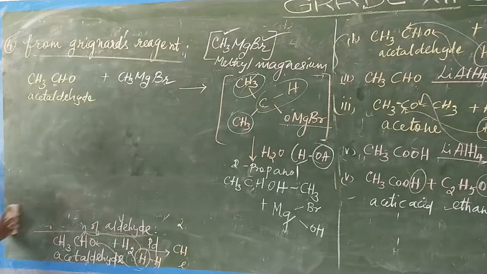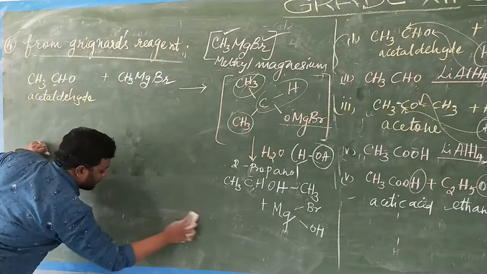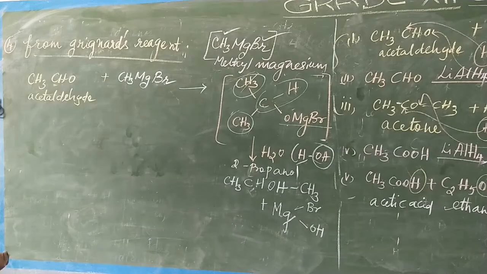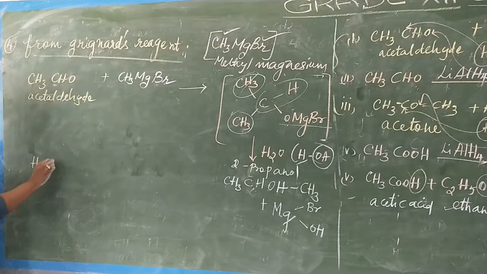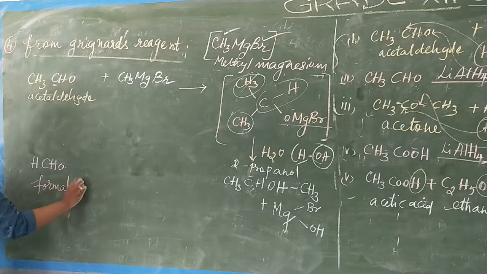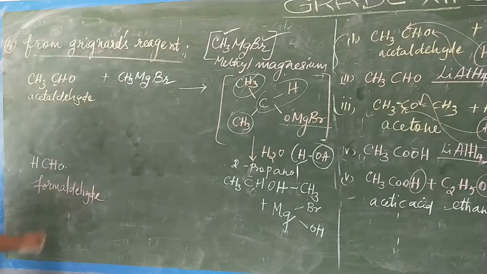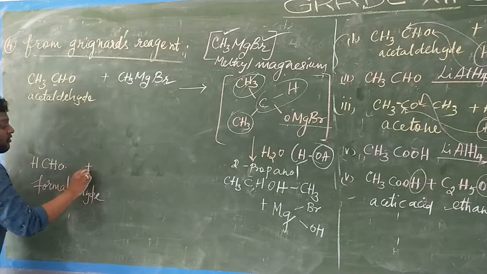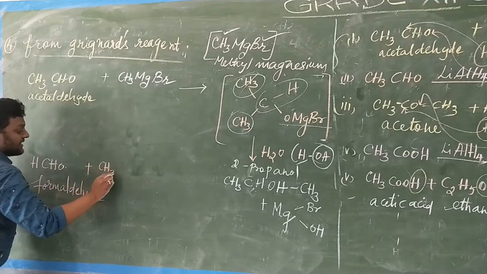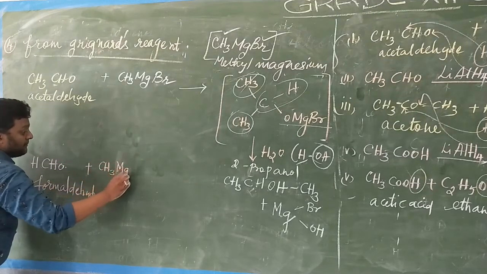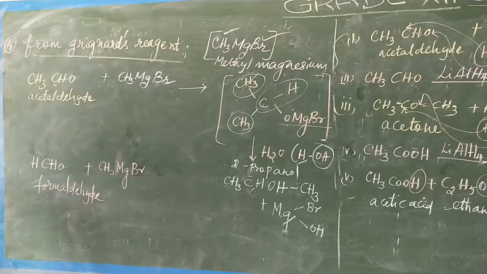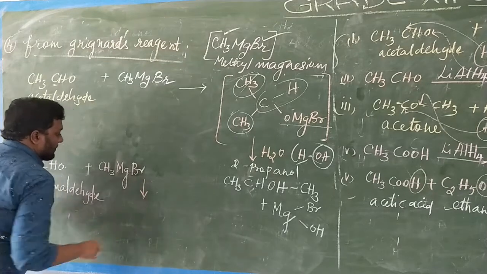Now we will write for formaldehyde. What is the formula of formaldehyde? HCHO. If you remember, this is called formaldehyde. So, formaldehyde with Grignard's reagent, CH3MgBr. This is called Grignard's reagent. What is the treatment? What will be the product?